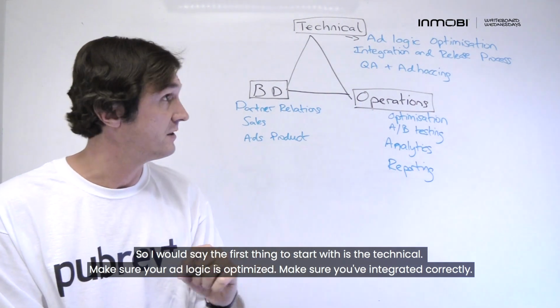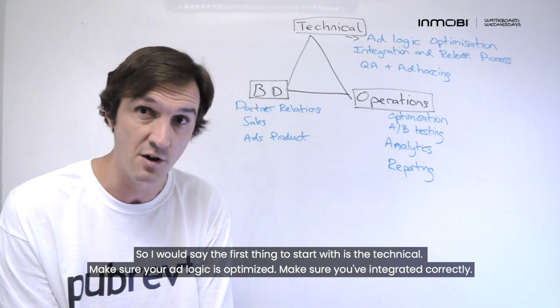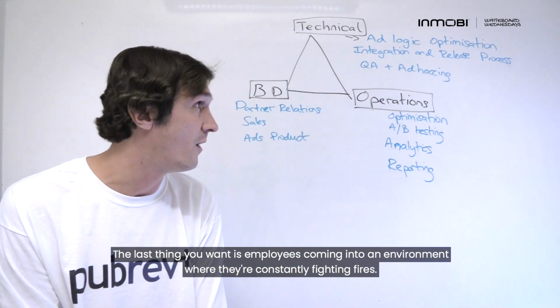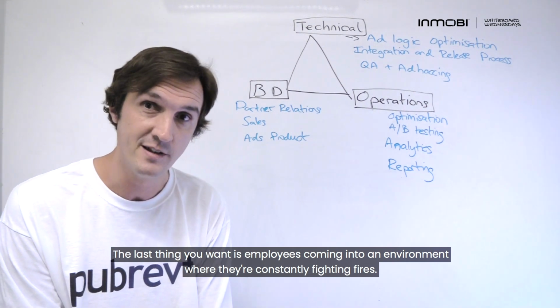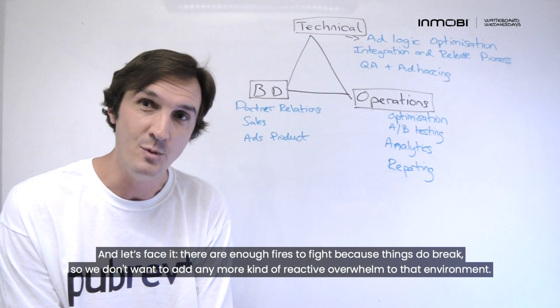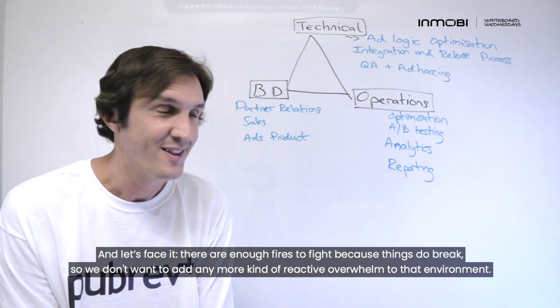So I would say the first thing to start with is the technical. Make sure your ad logic's optimized, make sure you've integrated correctly. The last thing you want is employees coming into an environment where they're constantly fighting fires. And let's face it, there are enough fires to fight because things do break. So we don't want to add any more reactive overwhelm to that environment.